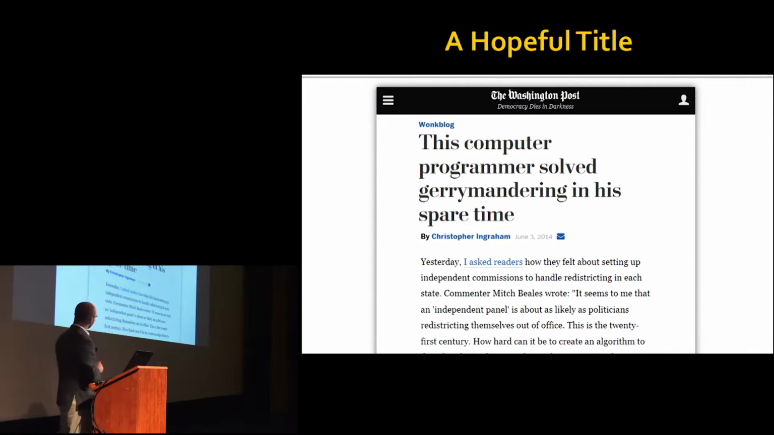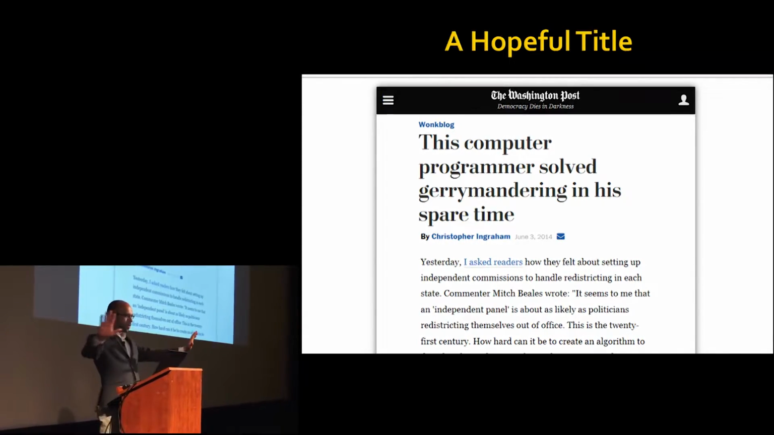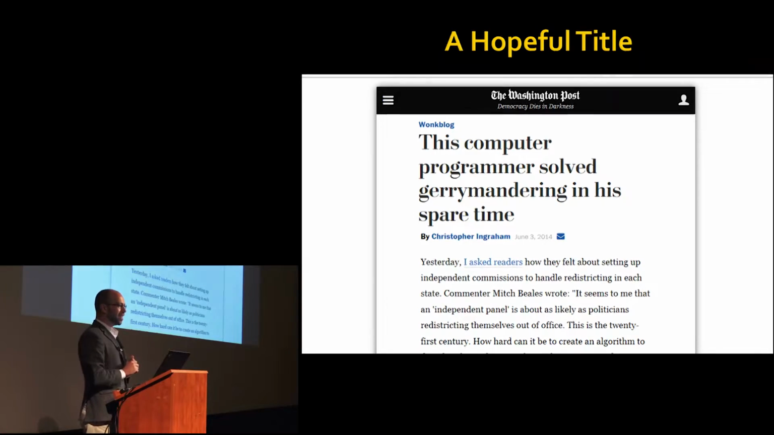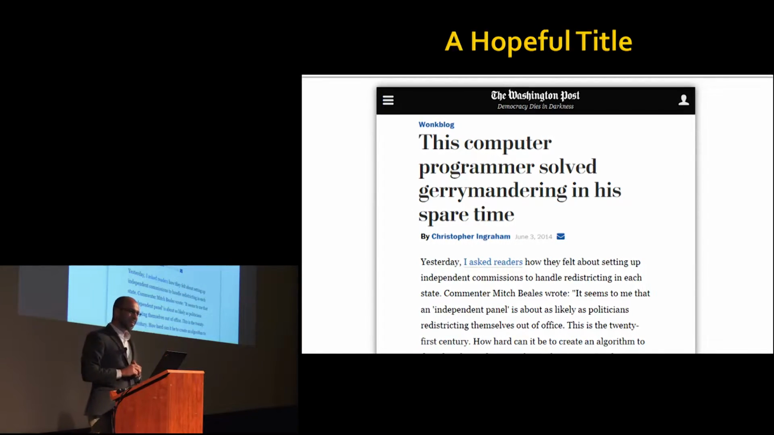So on the one hand, there are these popular science articles, for example, that this computer programmer solved gerrymandering in his spare time. And this is a very hopeful title, right? That somehow computer scientists are going to walk in and tell us what we're doing wrong in the redistricting world. Incidentally, it is not my intent to at all criticize the computer programmer who they're talking about in this article, but just to tell you two very contrasting opinions on the same problem, right? On the one hand, you have these popular articles that tell us about how exciting it is that computers are going to solve redistricting.